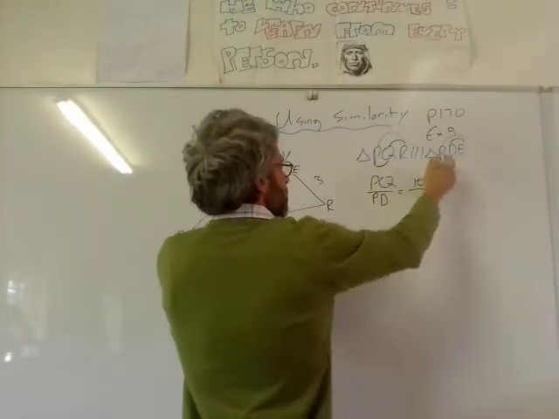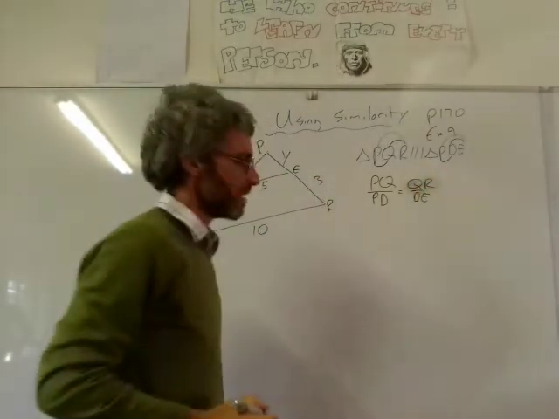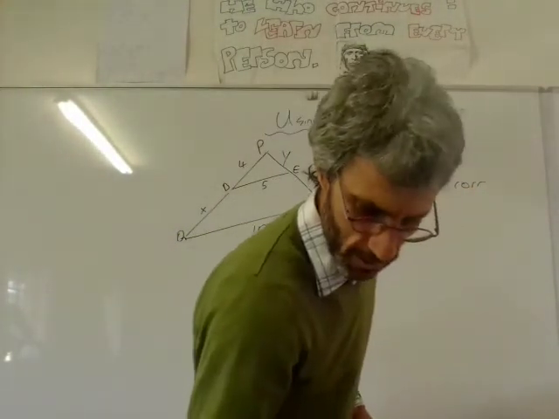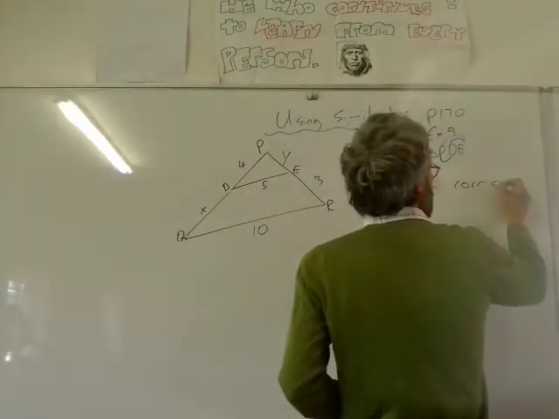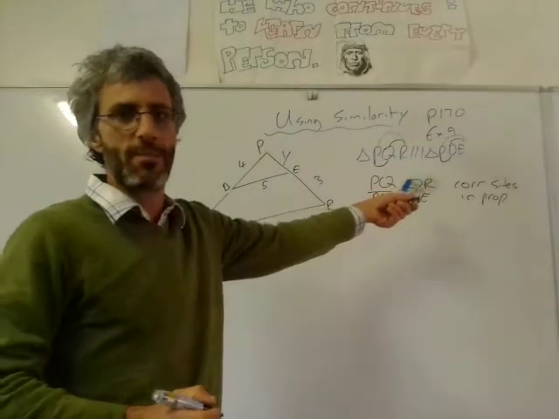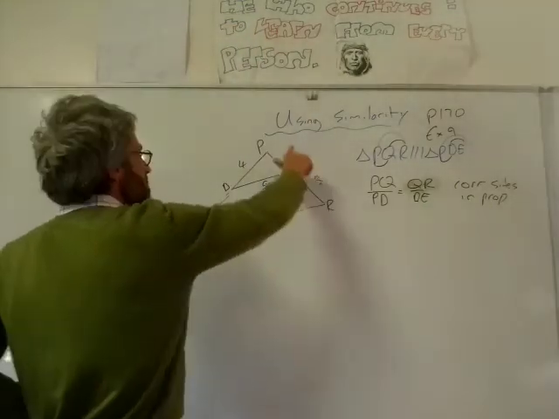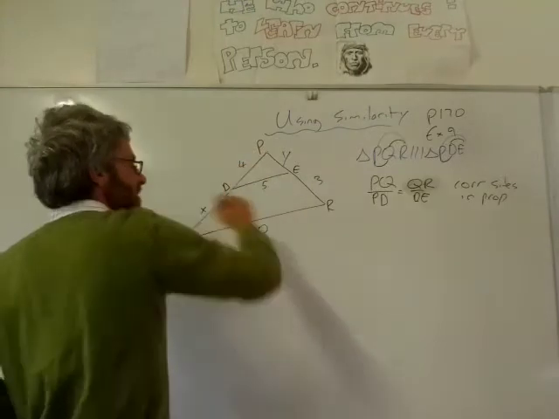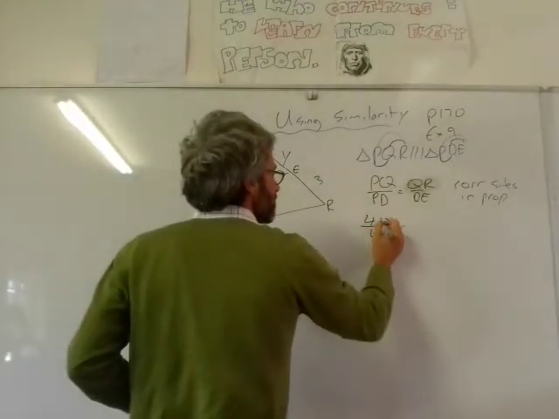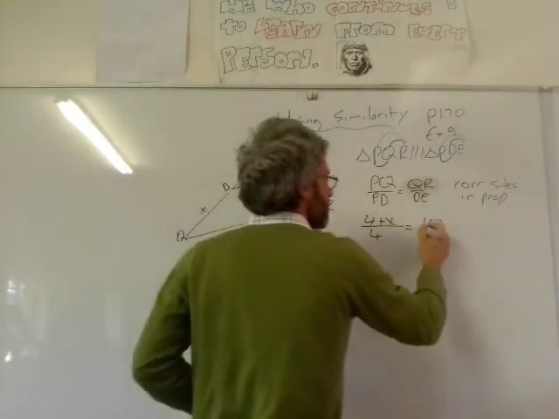I'll write it first of all, QR over DE. First of all, you just write down the letters. And the reason for that is corresponding sides in proportion. Okay? We know that these triangles are similar, so the corresponding sides will be in proportion. Now I can put in the letters and the numbers. What is PQ? PQ is 4 plus X. What is PD? That's just 4. QR is 10. DE is 5.